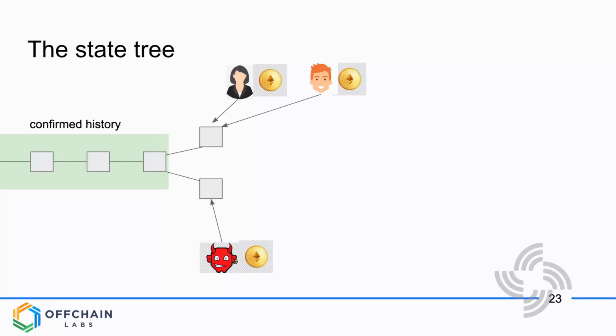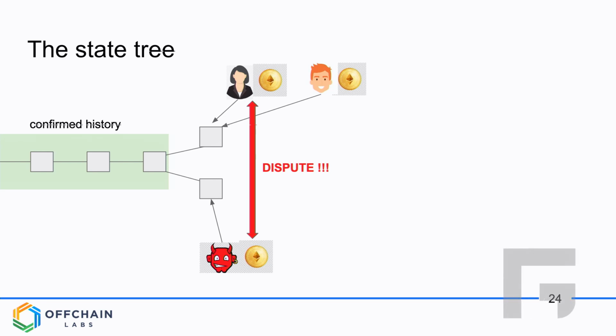But the other thing that could happen is some malicious or confused validator might come along before the deadline and stake on the bottom branch. Now you have a dispute. Now Alice and the malicious validator get into a dispute, and the Arbitrum dispute resolution protocol will be triggered. And the dispute resolution protocol will efficiently figure out whether Alice is lying or the malicious validator is lying. In this case, Alice is telling the truth, so Alice will win the dispute.